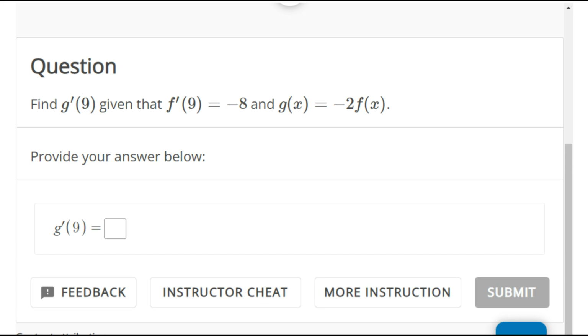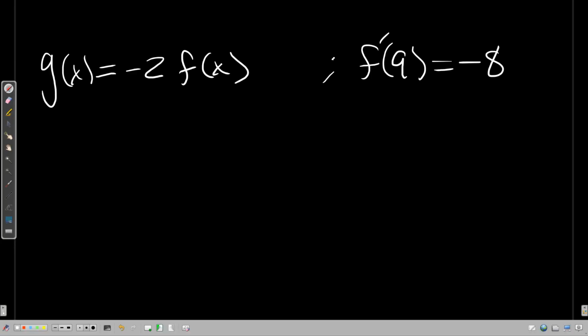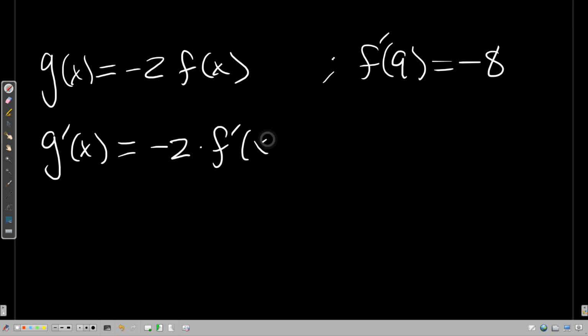All right, here we have that we need to find g prime of 9 given this stuff here. So g of x is a minus 2 times f of x, and f prime of 9 is minus 8. So it looks like this. And then g prime of x would be equal to a minus 2 times f prime of x.